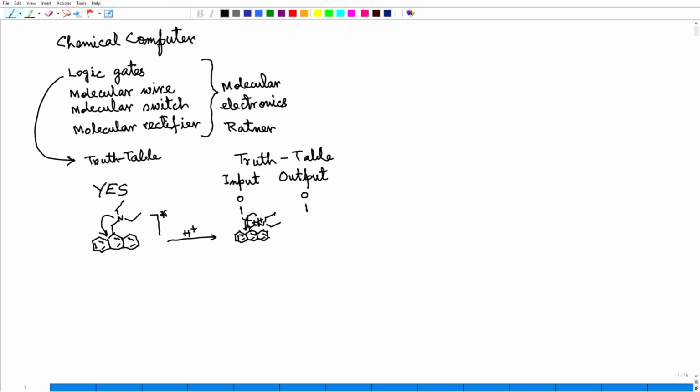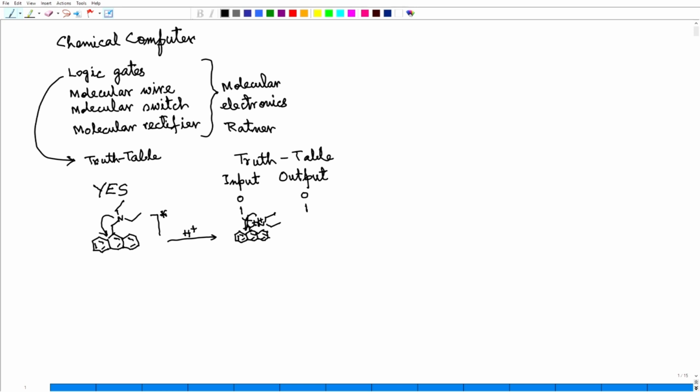So, here is the logic: input 0, output 0. Input 1, here the input in the form of a proton, output is 1, because I get a very strong fluorescence signal. Therefore, this is a YES logic. How about a NOT logic?